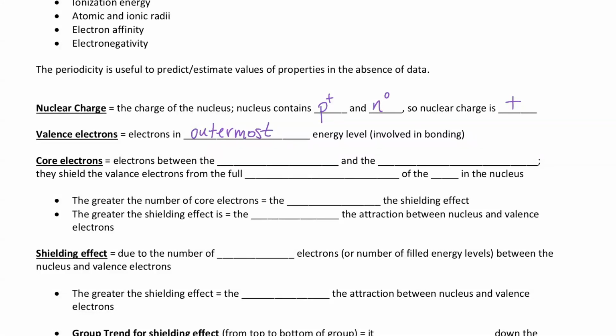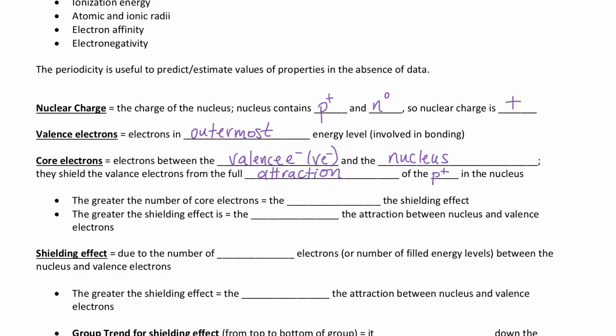Okay, what are our core electrons? What are they in between? Two things. One would be the valence electrons, right? I'm going to do VE minus to abbreviate valence electrons from now on. They're between valence electrons and the nucleus. And they shield the valence electrons from a full attraction of the protons in the nucleus. Right, we just talked about that.